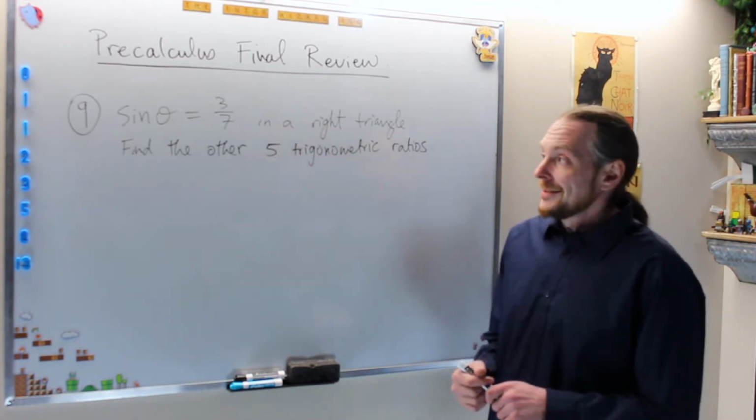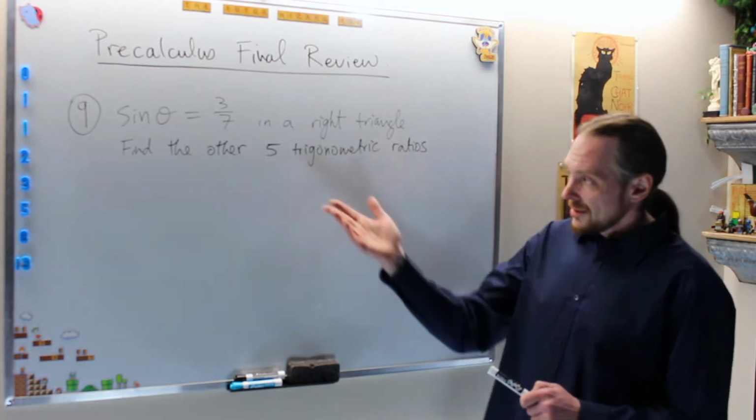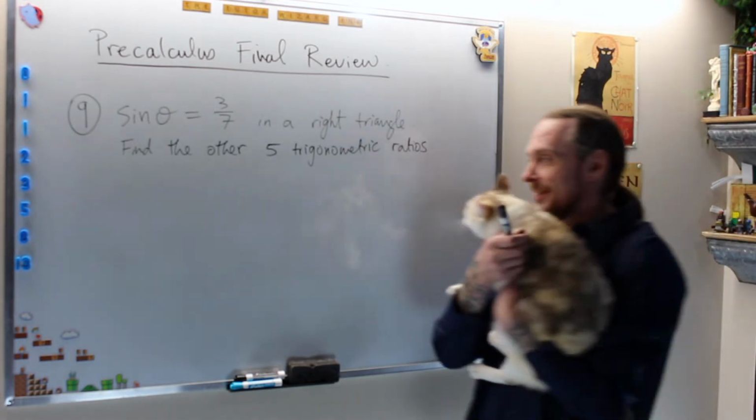Number 9 asks us: sine theta is 3/7 in a right triangle, and it wants us to find the other 5 trigonometric ratios.